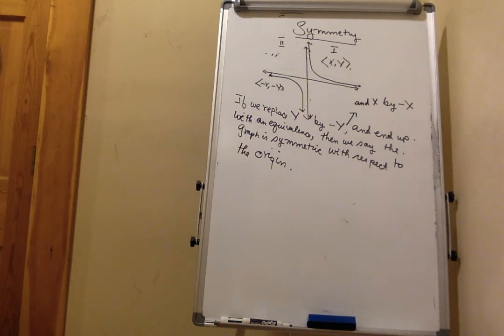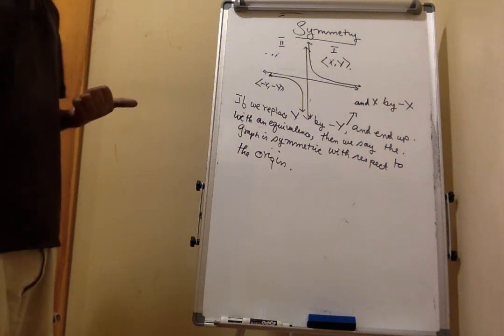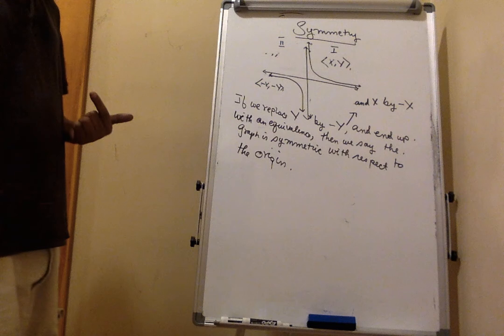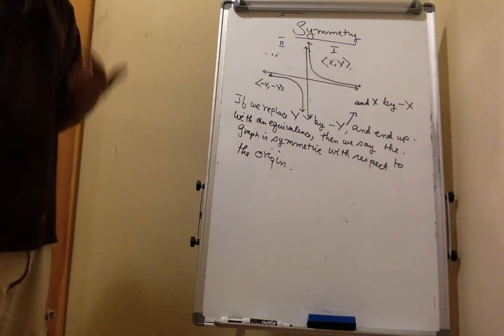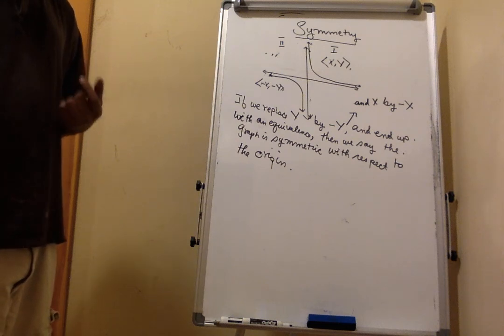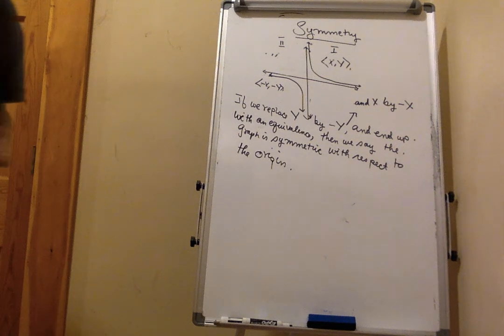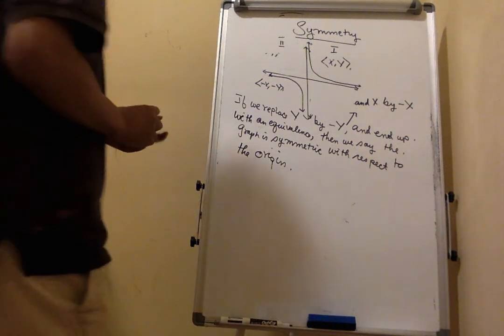So we have three instances of symmetry. Symmetry with respect to the y-axis, symmetry with respect to the x-axis, and symmetry with respect to the origin. If an equation does not satisfy any one of the three, then there is no symmetry in that graph. Okay.